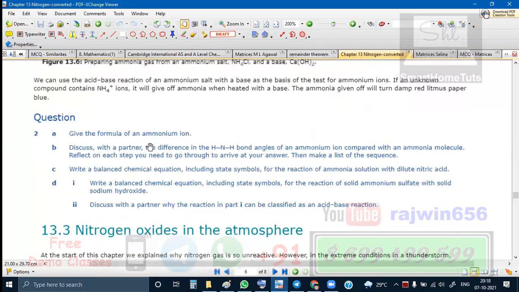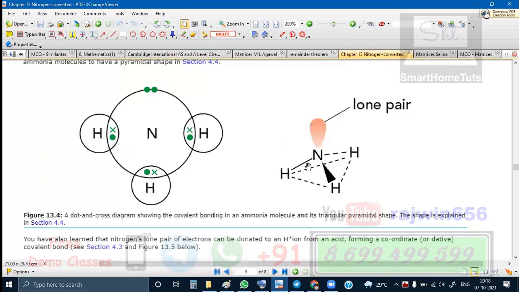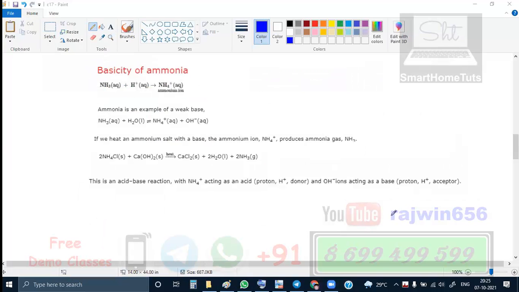Formula of ammonium ion is NH4 plus. Then discussion of bond angle in ammonia. This is the diagram that is there. The bond angle is not going to be exactly 109 degrees. It's going to be 107 degrees. You're going to take down all of these things and then we'll proceed ahead.